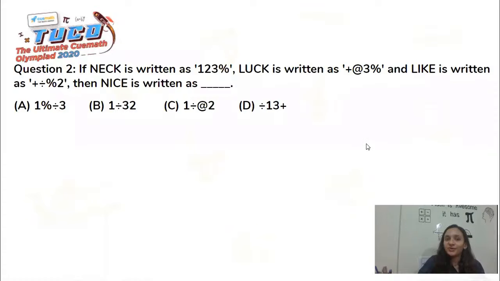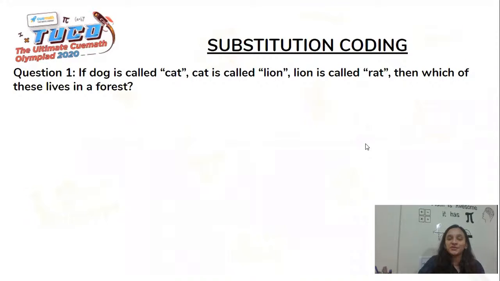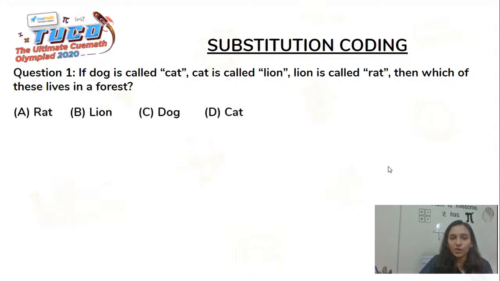With this, we move on to our next question, which is substitution coding. We had already seen a type of it at the beginning of the masterclass, wherein we had a quick test. So I've already told you the methodology of how to go about these type of questions, so you can quickly try answering this. Meanwhile, for those of you who could not understand it, we'll again go by the same method. It says here, if dog is called cat, cat is called lion, lion is called rat, then which of these lives in a forest? So these are all the options.